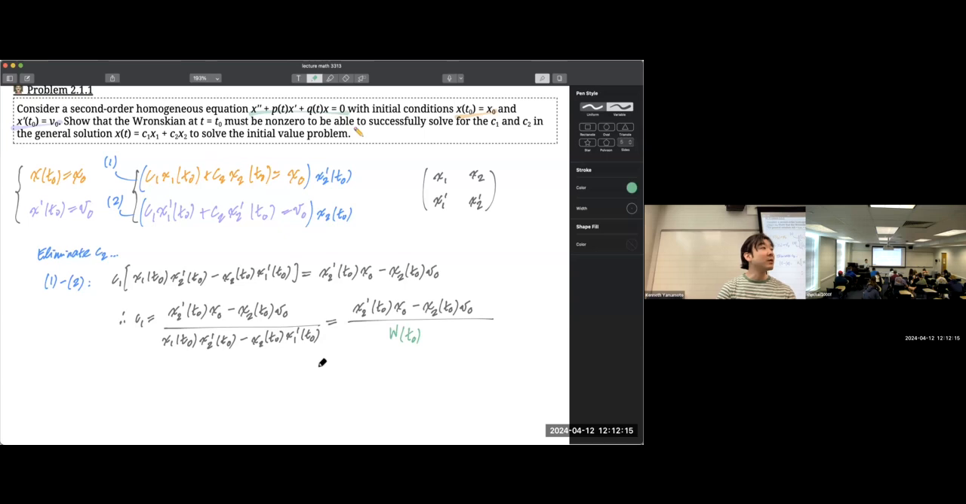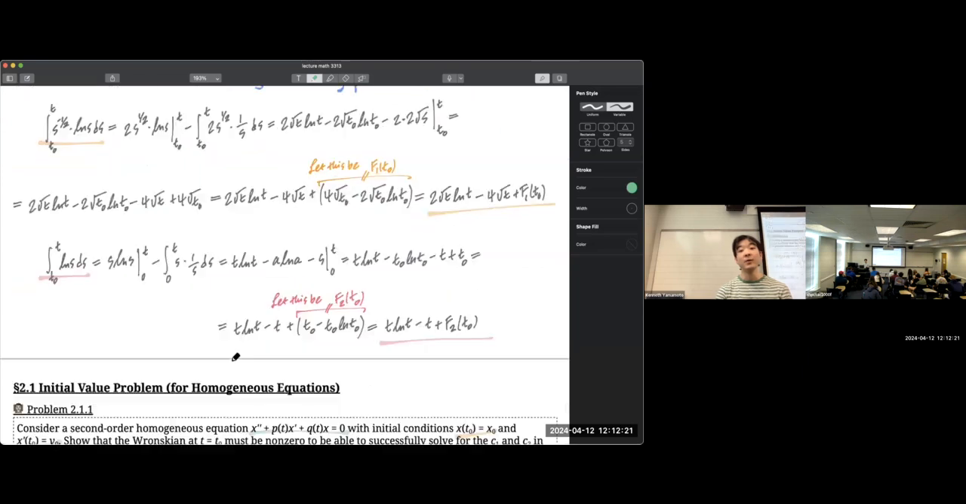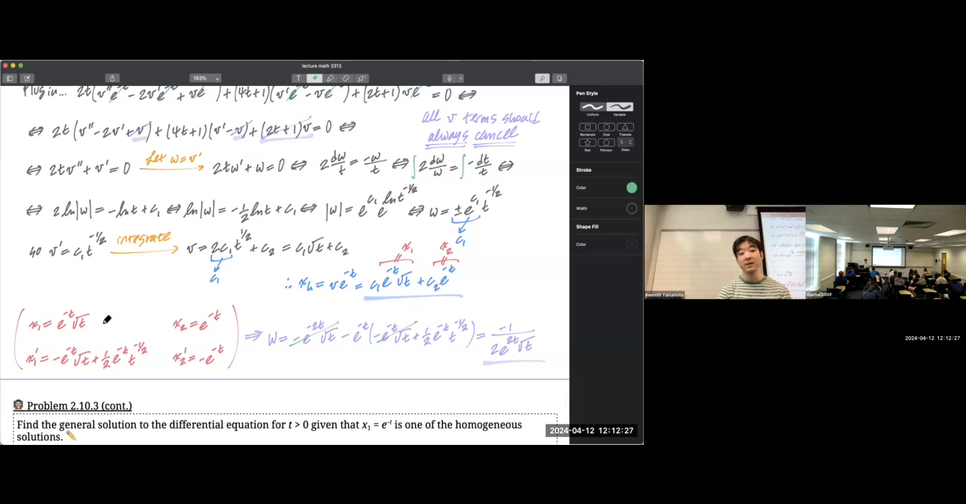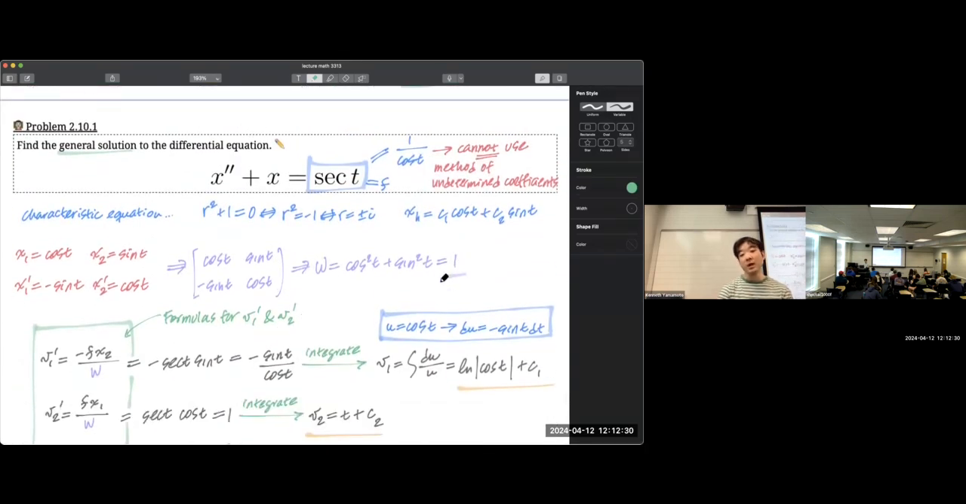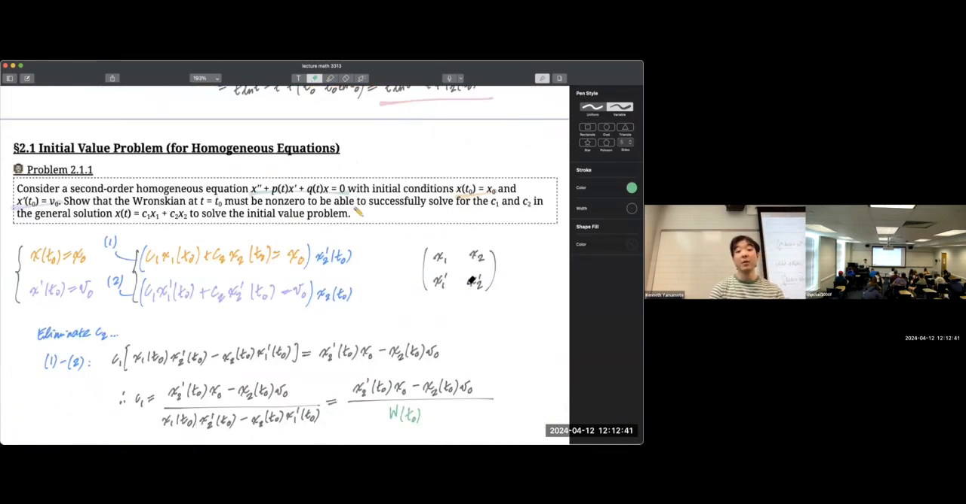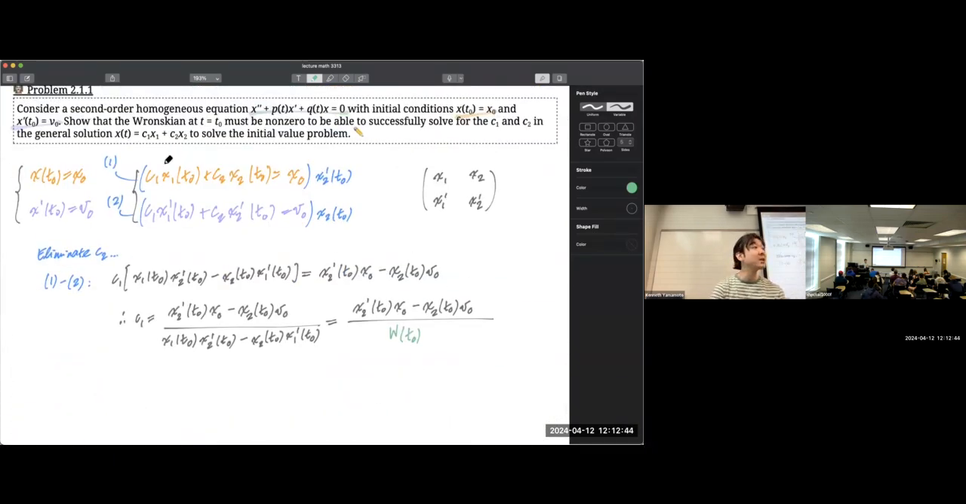The Wronskian is in general a function of t, and this just happens to be the Wronskian evaluated at t naught. It can be in general a function of t, because when we computed this Wronskian, it was 1, so sometimes it's just a constant. This Wronskian was 2t cubed, so that was a function of t. In order to solve this initial value problem, I left the initial conditions general: x of t naught is equal to x naught and x prime of t naught is equal to v naught. I'm not saying x naught or v naught or t naught are anything in particular. They could be anything.